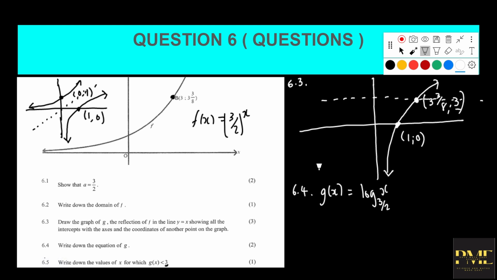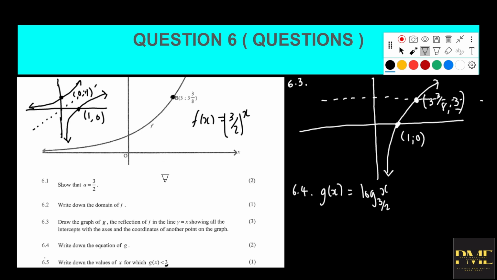Okay. So should I show you? Should I not? Okay. So let me show you guys why the inverse of an exponential graph is a log. Let me just show you guys, for those at home who actually need help in this aspect.